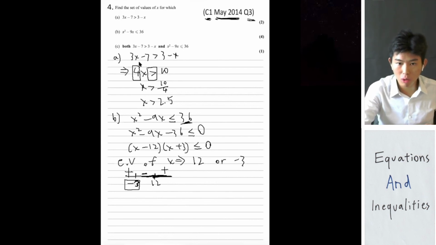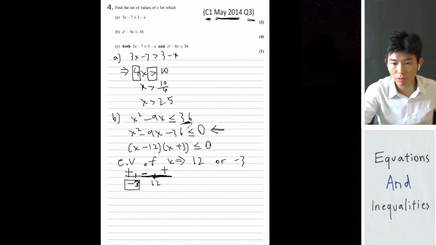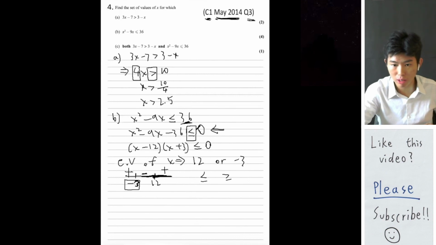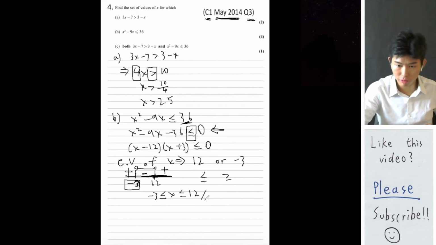And the question wants us to get all the set of values that is smaller or equal to 0. So if they want us to find smaller or equal, then our inequality should be smaller or equal, because this one is already smaller or equal. So it will be the area between -3 and 12. The answer would be -3 ≤ x ≤ 12, and this is the final answer for part B.